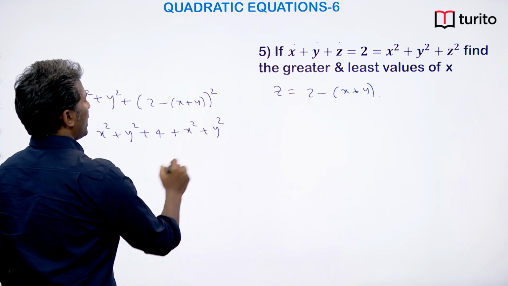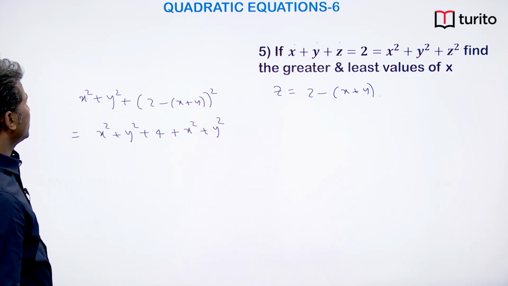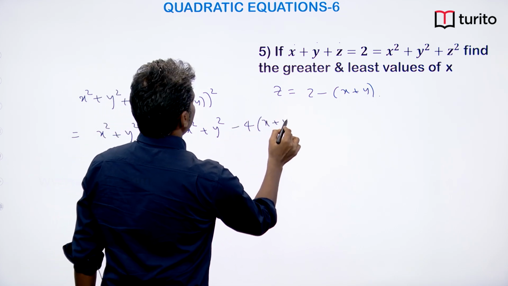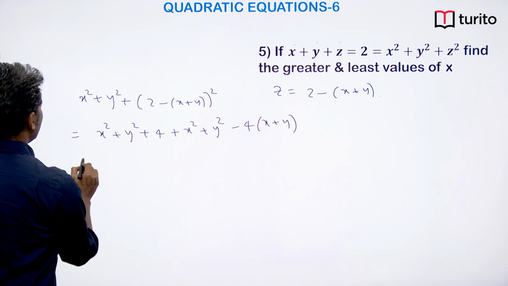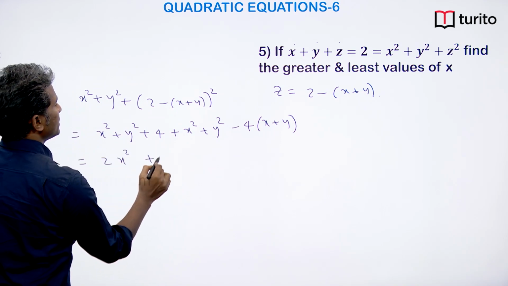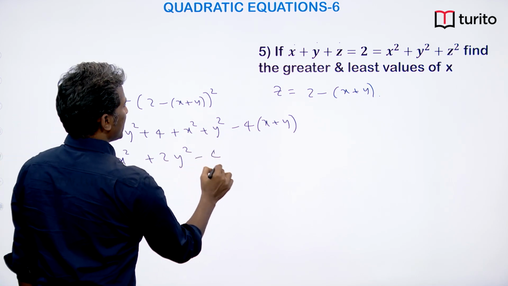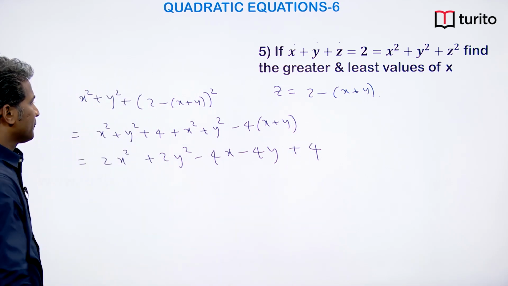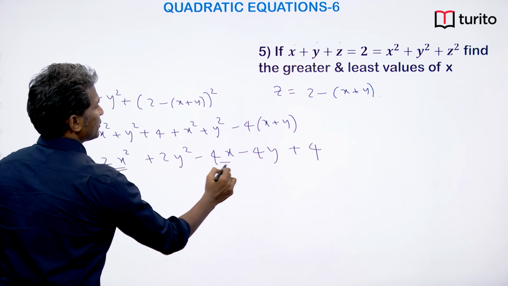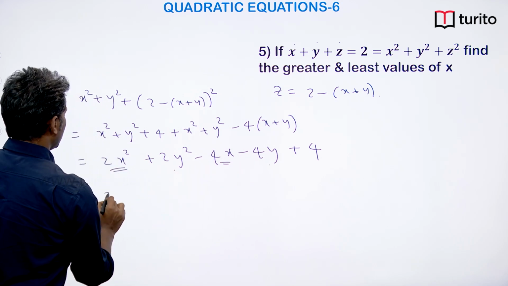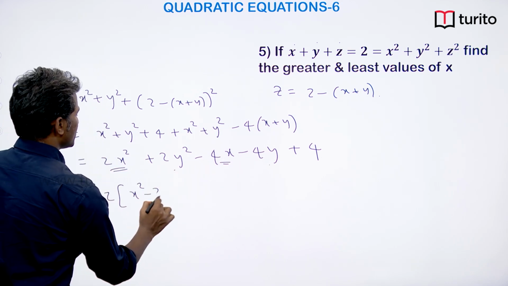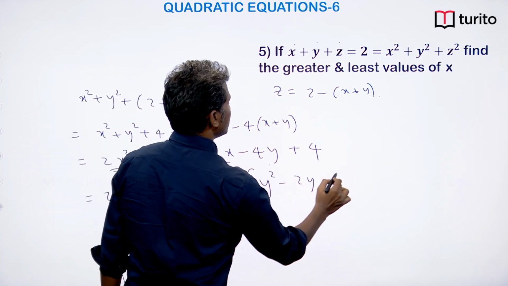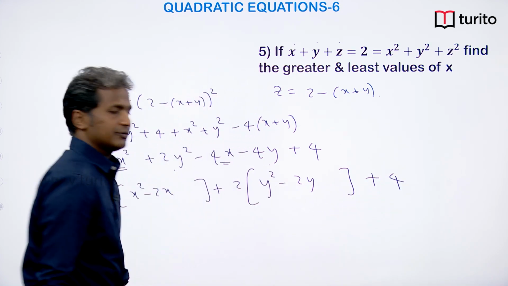Now if I simplify this, I get x square plus y square plus 4 plus x square plus y square, and what is the 2ab term that I will be getting here? Minus 4 into (x plus y). Now if I simplify, there are 2x square terms, there are 2y square terms, there is minus 4x, minus 4y, and plus 4 here. And if I club all terms of x and all terms of y, what do I get? 2 into (x square minus 2x), this is one term, and 2 into (y square minus 2y), this is another term, and there is a plus 4 there.